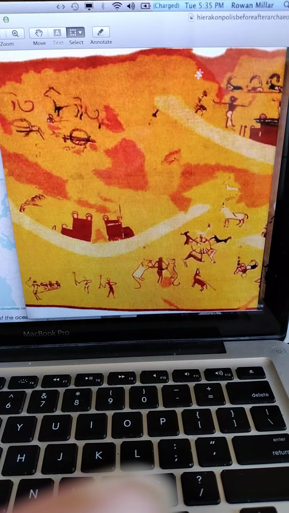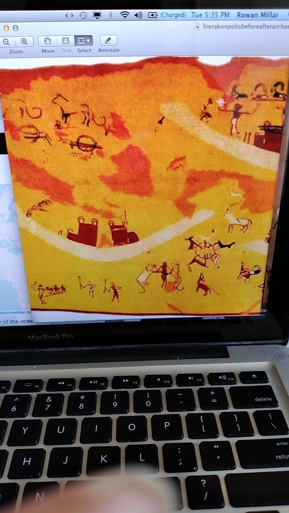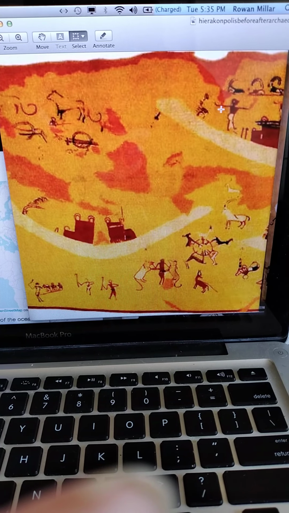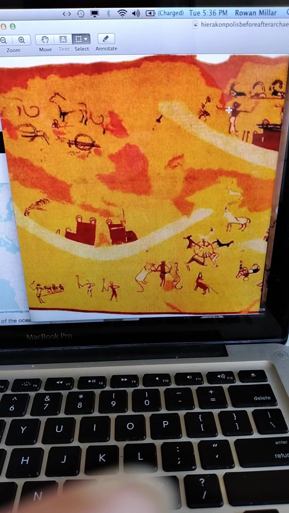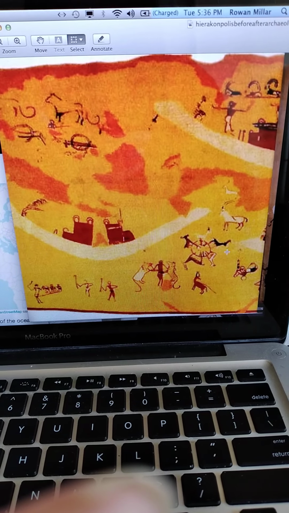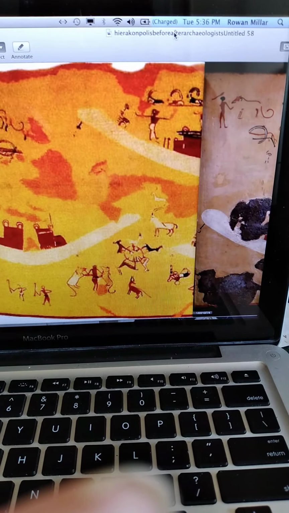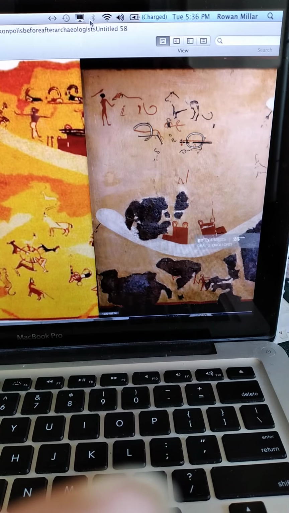So, I'm not sure what this might be. I mean, this could be, yeah, some part of Asia, I suppose. But anyway, this is what archaeologists did to this thing.